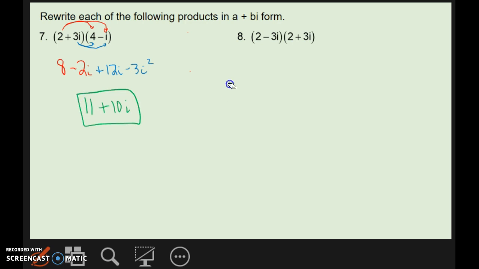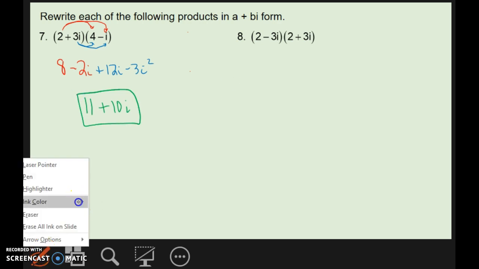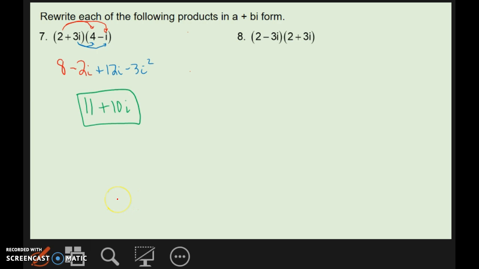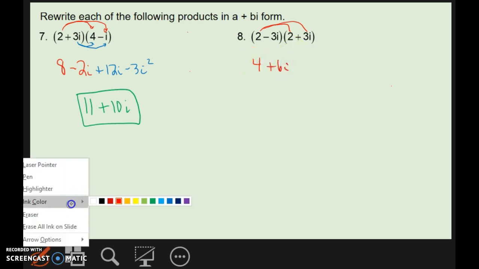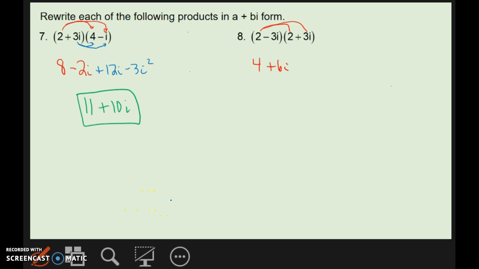And same thing on number 8. Let's see if something magical happens on this one. So when I distribute the 2, I get 4 plus 6i. And distributing the negative 3i, I've got negative 6i minus 9i squared.